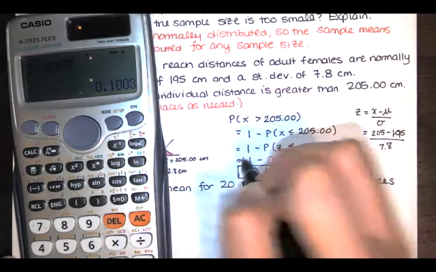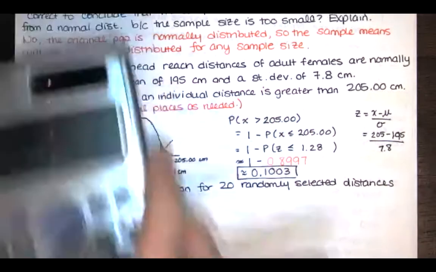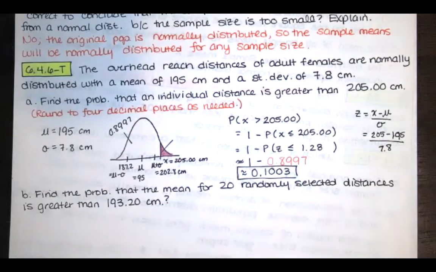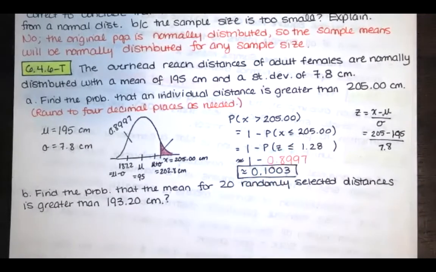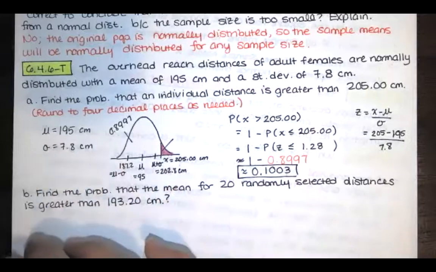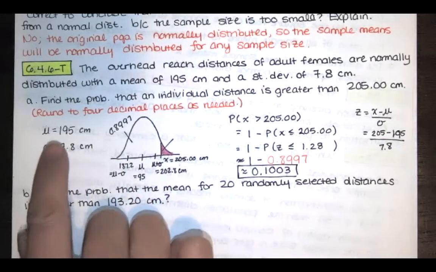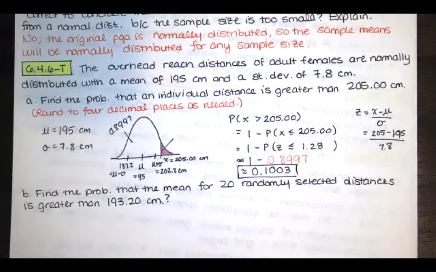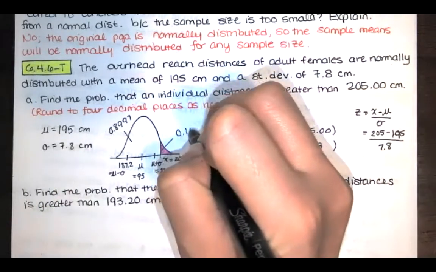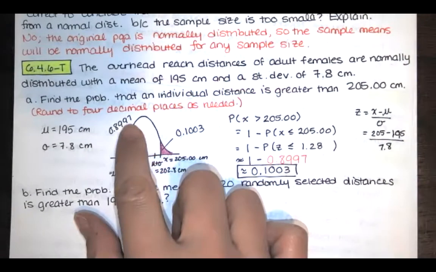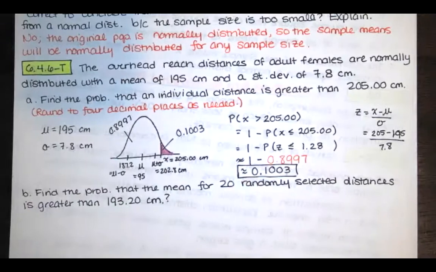And all of this is an approximation because we used that 2-decimal place approximation for that z-score. Now, if we wanted to be more accurate, we could use the normal distribution function in Excel, and that would give us a better approximation of the probability that x is less than 205, when we're dealing with a normal distribution with a mean of 195 and a standard deviation of 7.8. So we could do that, but I'm just going to use these approximations. Now, we were asked to round to 4 decimal places, so that is the answer rounded to 4 decimal places.